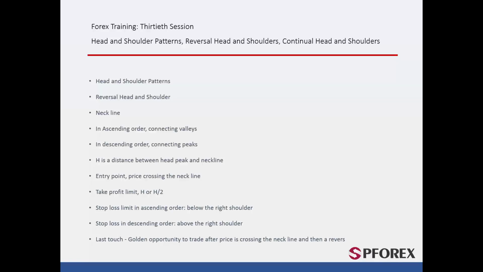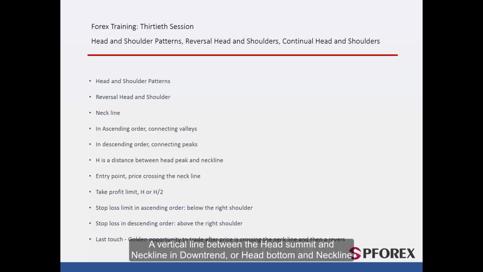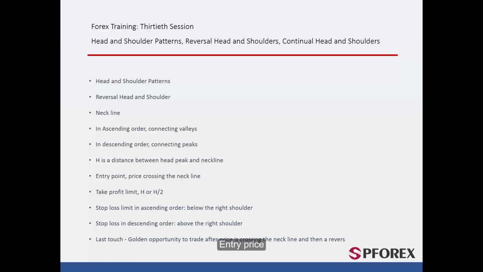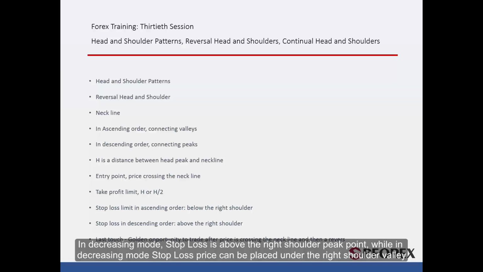H height. A vertical line between the head summit and neckline in downtrend, or head bottom and neckline. Entry price. Order entry price is the point where neckline crosses the market price. Take profit. Take profit equals H or half of H value. Stop loss. In increasing mode, stop loss is above a right shoulder peak point, while in decreasing mode, stop loss price can be placed under a right shoulder valley.